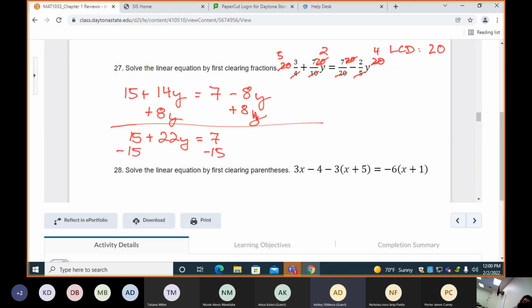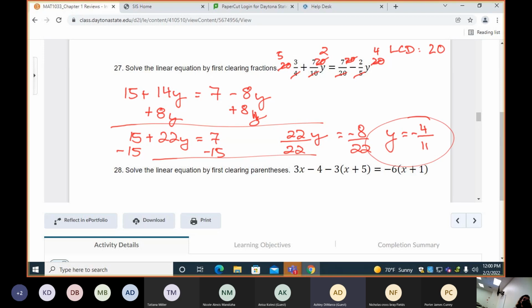Subtract 15, and we have 22y equals negative what? Negative 8 divided by 22. Y can be reduced to negative 4 over 11. Beautiful. How do you like that?